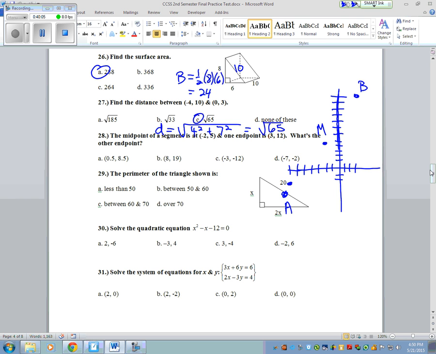So let's move our point. So it is negative 7, negative 2. That's it. So no formula necessary, just a graphing grid, and knowing that if this is the midpoint, you got to go over and up, you got to go the same down and left, right? That's it. All right, 29, the perimeter of the triangle is shown.